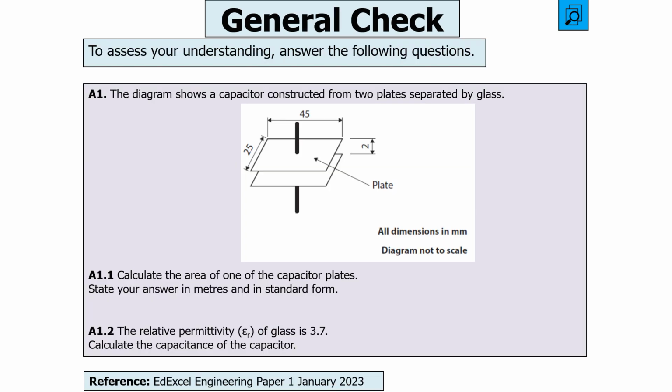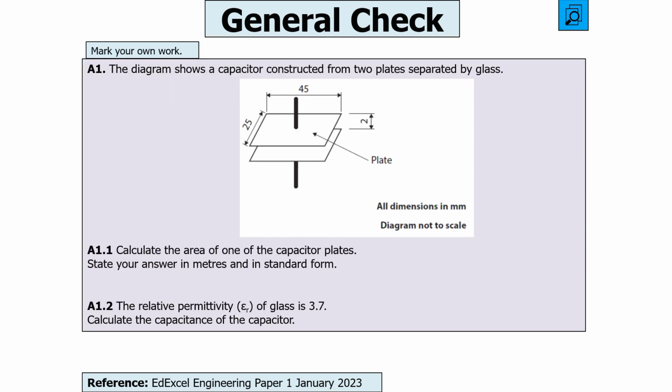The next question says the diagram shows a capacitor constructed from two plates separated by glass. Firstly, calculate the area of one of the capacitor plates, stating your answer in meters and then in standard form. Then, the relative permittivity of glass is 3.7, calculate the capacitance of the capacitor. So pause the video now, then unpause the video when you want to go through your answer.